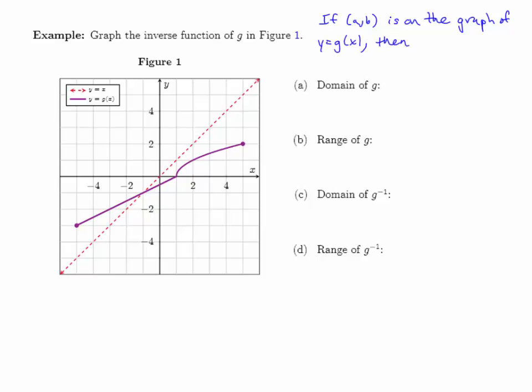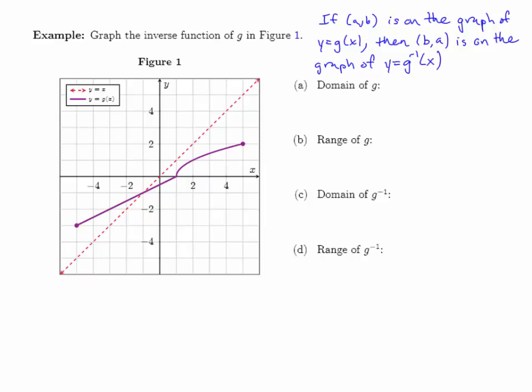then when we look at the inverse, the x and y pairs are going to essentially switch roles. So that would mean that the point (b, a) is on the graph of g inverse. So that'll be on the graph of y equals g inverse of x.